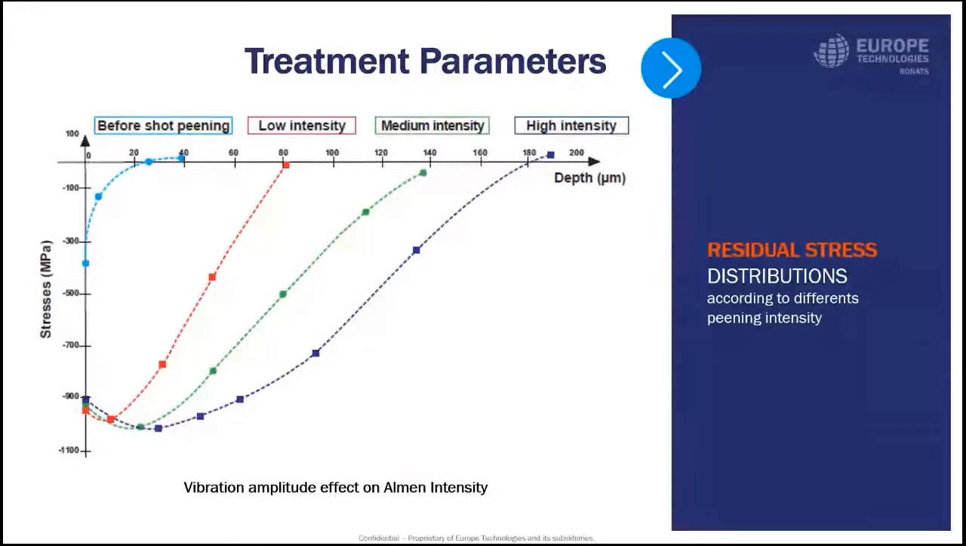Characterization, sorry, is usually performed by X-ray diffraction. What we observe is, if we shot peen at a low peening intensity, we will get probably an affected depth close to 80 microns in depth. And if we increase the peening intensity, we can achieve roughly 200 microns. But of course, depending on the customer specification, we can achieve an affected depth of roughly 300.